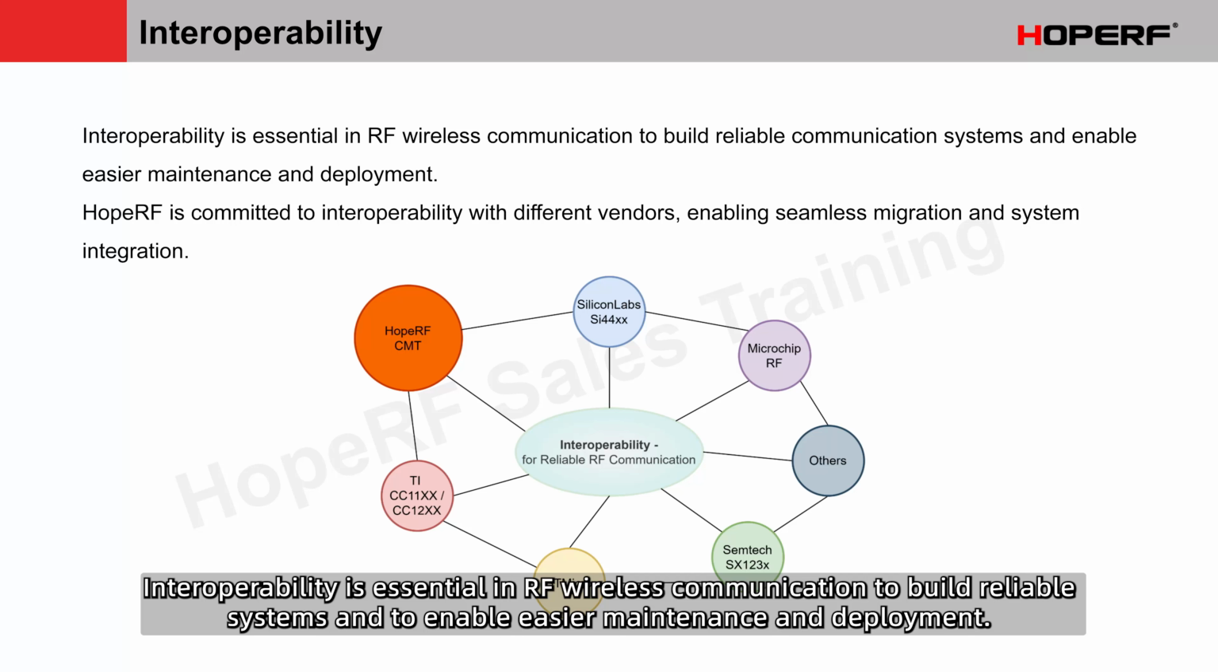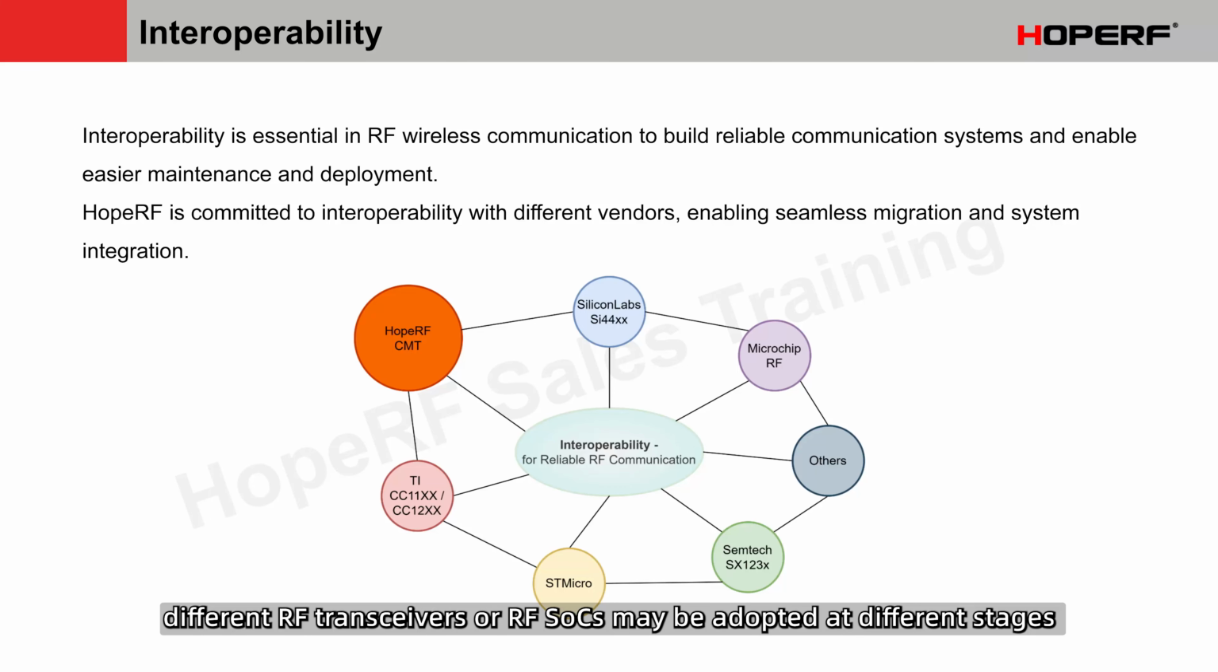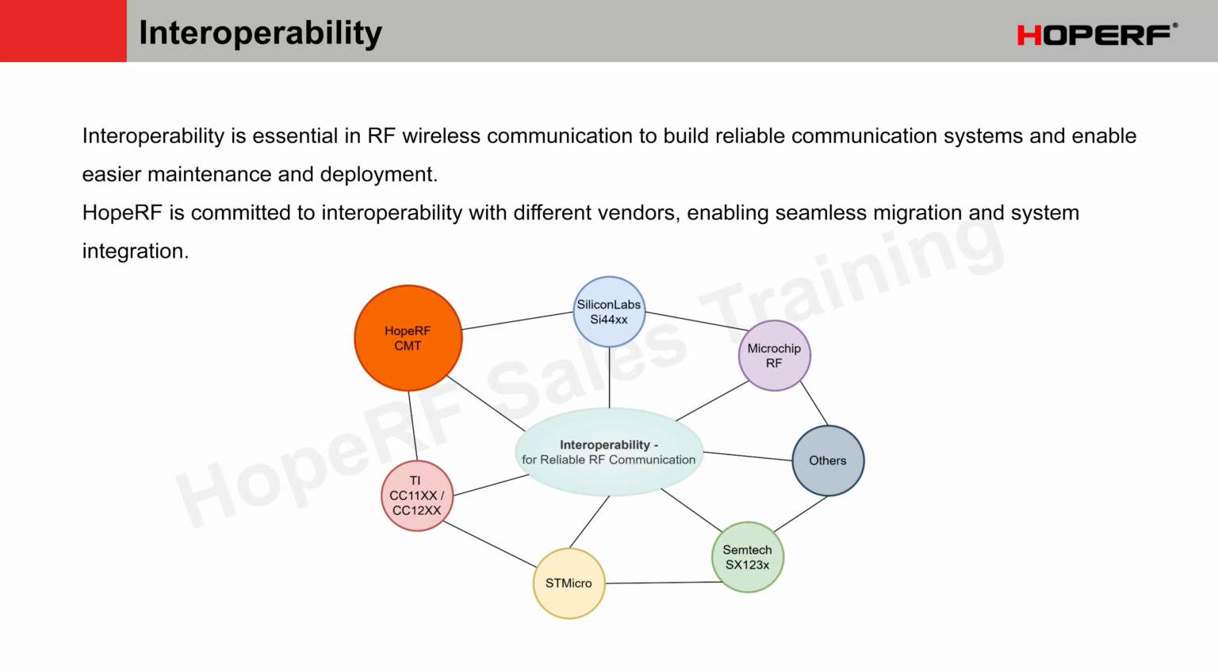Interoperability is essential in RF wireless communication to build reliable systems and to enable easier maintenance and deployment. Over the IoT product development process, different RF transceivers, or RF SoCs, may be adopted at different stages. As a result, new platform devices may be introduced during product evolution. Therefore, interoperability between different devices becomes a key concern for both developers and end customers.